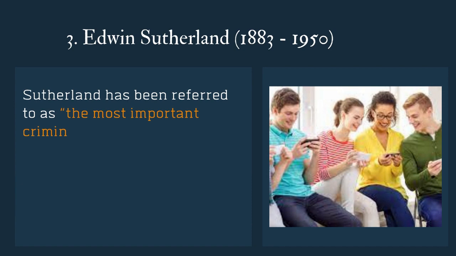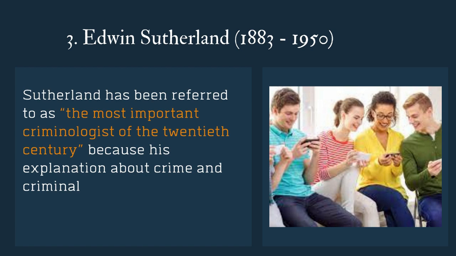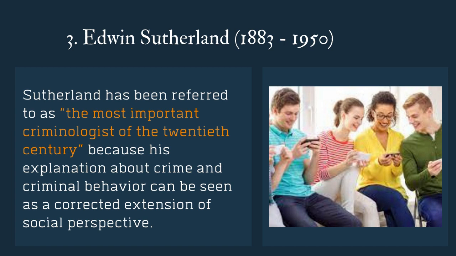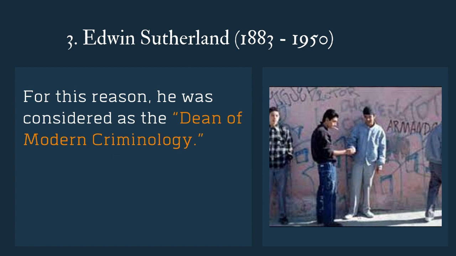withdrawn. 3. Edwin Sutherland, 1883-1950. Sutherland has been referred to as the most important criminologist of the 20th century because his explanation about crime and criminal behavior can be seen as a corrected extension of social perspective. For this reason, he was considered as the dean of modern criminology. He said that crime is learned and not inherited.